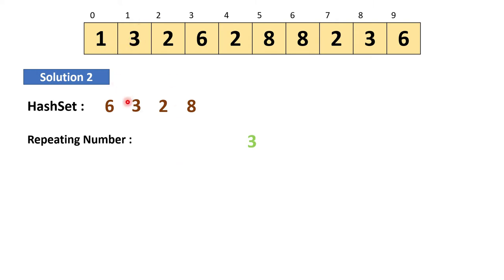Then 1 came, 1 is not present in the hash set, so we have to put it in the hash set. So our iteration is complete. Now the result is 3. If you look here, 3 is the result because 3 is repeating here and it is the first element.